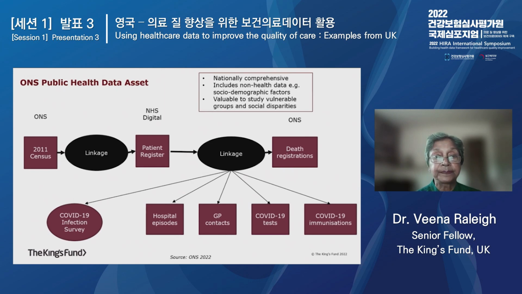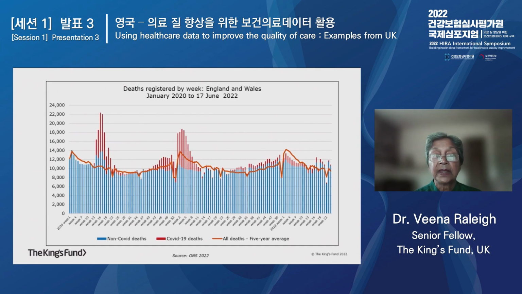Next slide, please. This shows how quickly the data was turned around. This is deaths by week that ONS publishes. The blue bars show deaths from non-COVID causes. The red bars show the COVID deaths by week, and then the line shows the average for 2015-19. So you can monitor readily what's happening in relation to total mortality compared with previous years. Next slide, please.